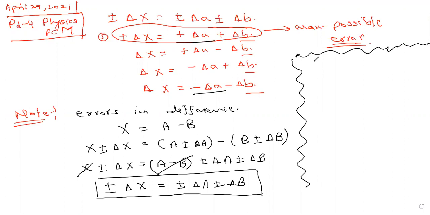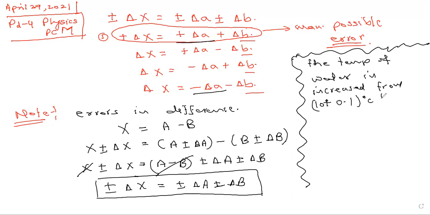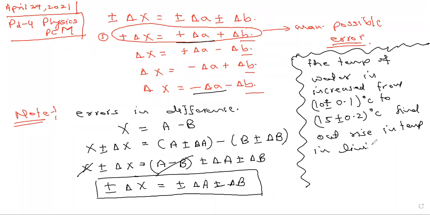Now suppose, sir, wait for a minute. I am writing something. Okay? The temperature of water is increased from 10 plus minus 0.1 degrees Celsius to 15 plus minus 0.2 degrees Celsius. Find out the rise in temperature in limits of error. Got it?